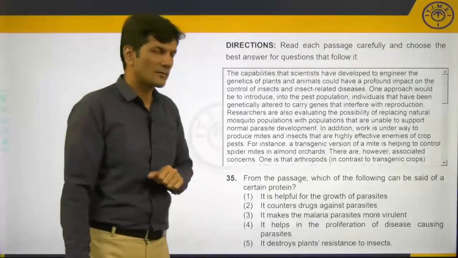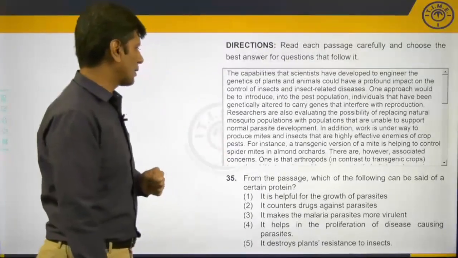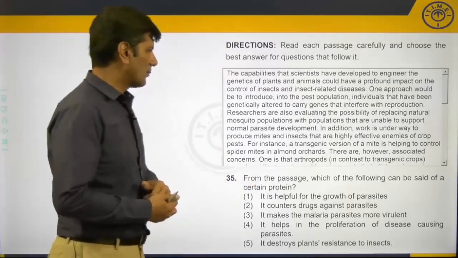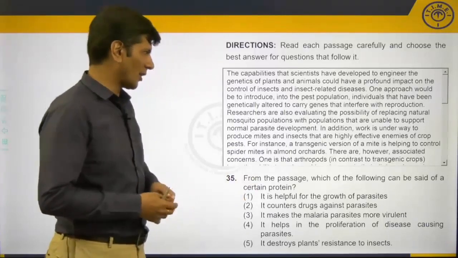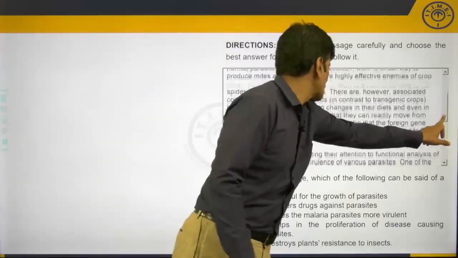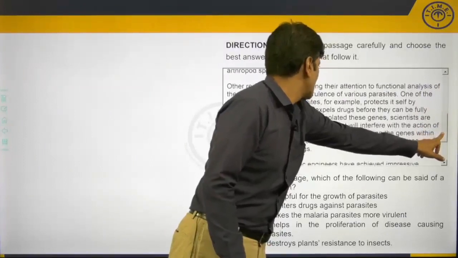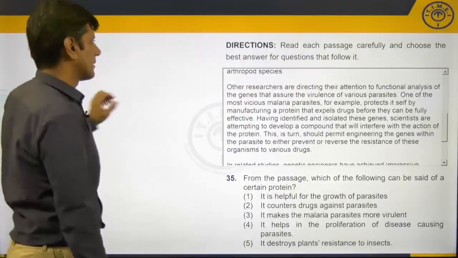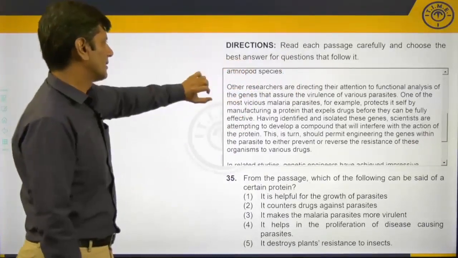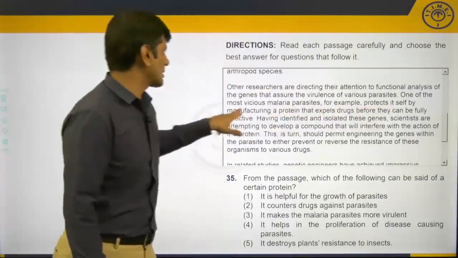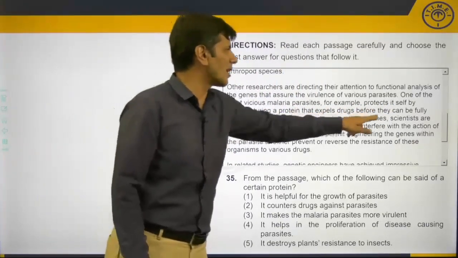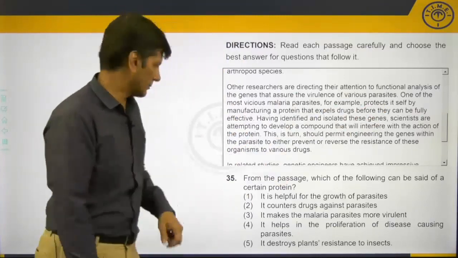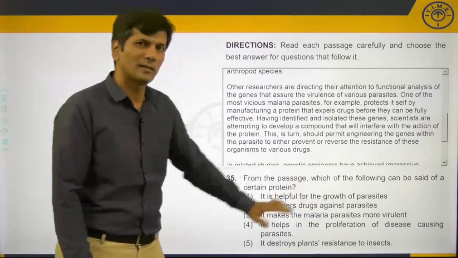35th question. From the passage, which of the following can be said of a certain protein? First choice, it is helpful for the growth of parasites, would be incorrect. Over here, the second paragraph is where we talk about that thing, the malaria parasite. For example, it protects itself by manufacturing a protein that expels drugs before they can be fully effective. So, which of the following can be said of that certain protein? First choice, it is helpful for the growth of parasites.